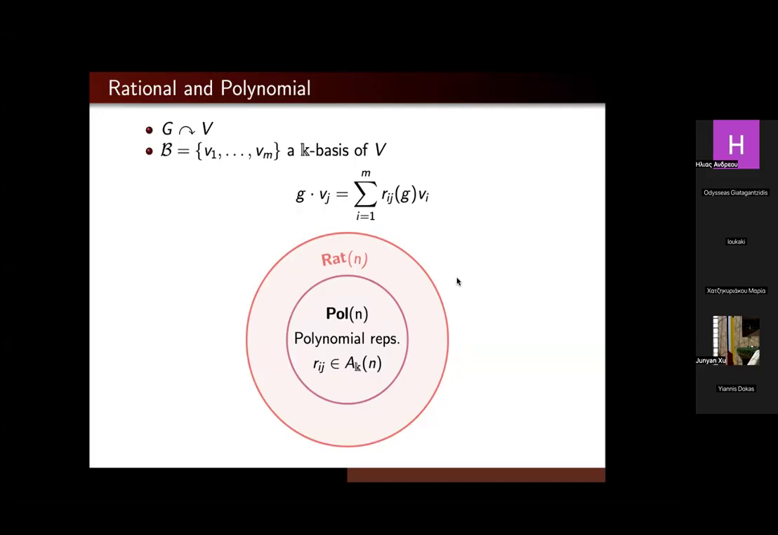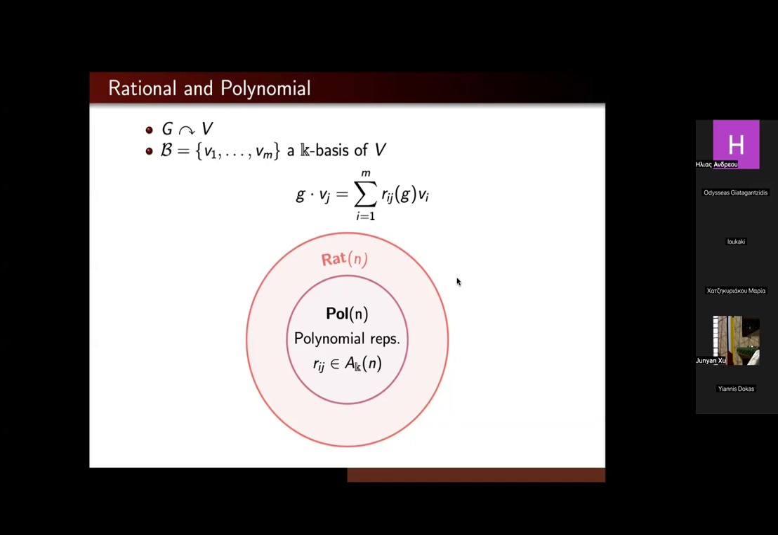You don't cheat at all to work with polynomial representations, because given a rational representation, you can actually make it a polynomial representation. You just tensor many times with a determinant. The determinant is a one-dimensional model for GLN, and you can take a very big tensor product of many determinants and make a rational representation a polynomial representation.